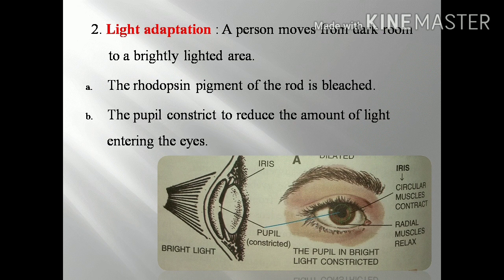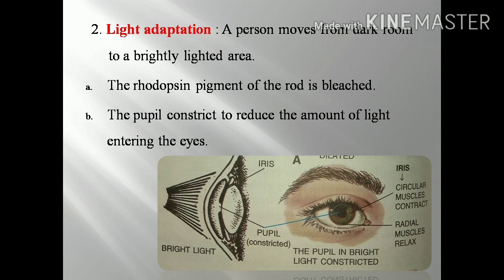And the pupil constricts or gets narrower. Here the pupil constricts to reduce the amount of light entering the eyes. When we are in a brightly lit area, a small amount of light rays is enough to form the image. That's why the pupil constricts. The pupil reduces its size. In the diagram you can observe when we come from a dark room to a brightly lighted area, in the iris the circular muscles contract and radial muscles relax.